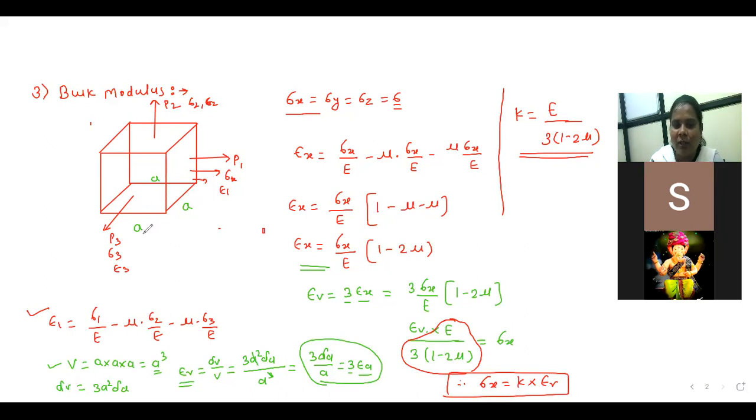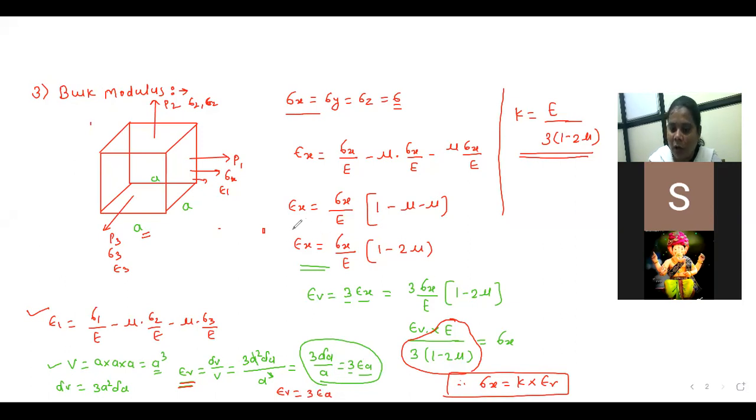The side of this cube is A, and you have to find the volume. So volume is A into A into A, that is A cube. After that, you have to find the change in volume by taking the derivative. So del V is equal to 3A square del A. Next, epsilon V is equal to change in volume upon original volume. Here A square and A square cancel, so what remains is 3 del A upon A, which is equal to 3 epsilon A. That is, epsilon V is equal to 3 times epsilon A.